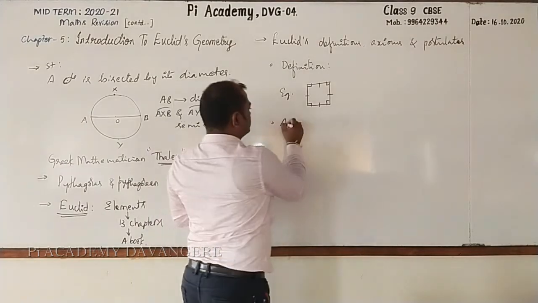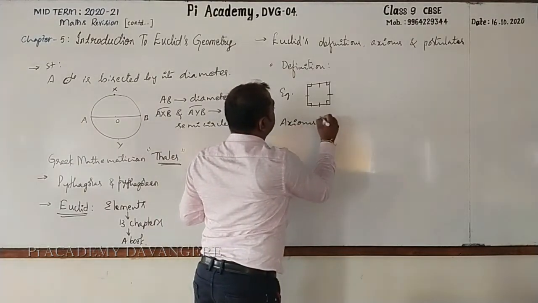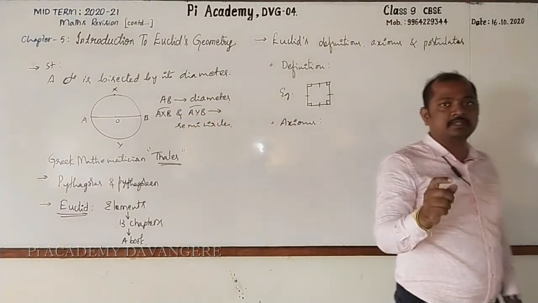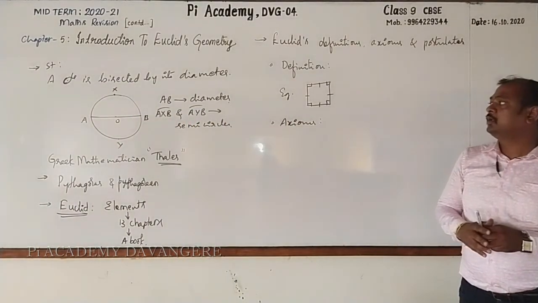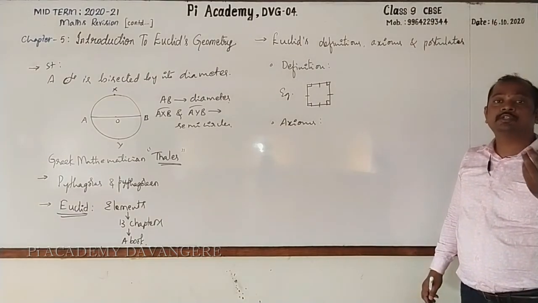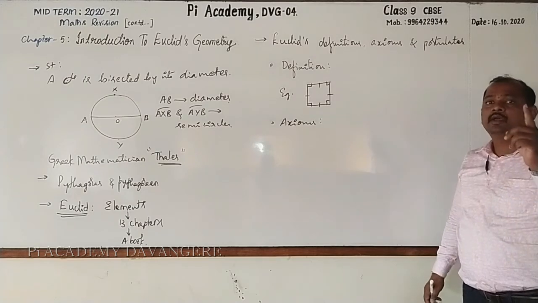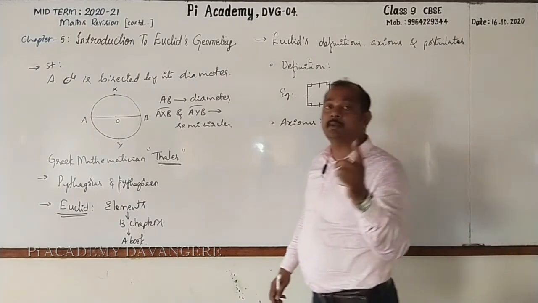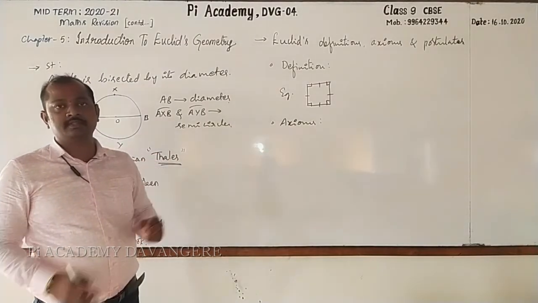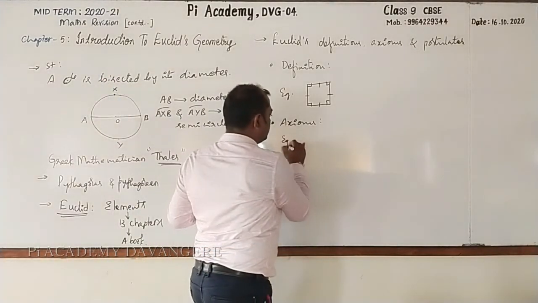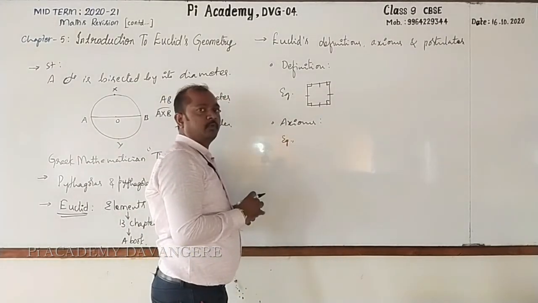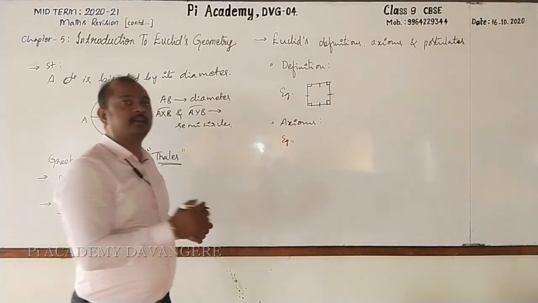Next, axiom. What are axioms? Definition of axiom: it is an elementary statement, nothing but a basic, fundamental statement, which can be accepted without logical proof. Once I repeat, an elementary statement which can be accepted without any logical proof is called an axiom. Give an example for that. Very good. Halves of equals are equal, or else the whole is greater than its parts.